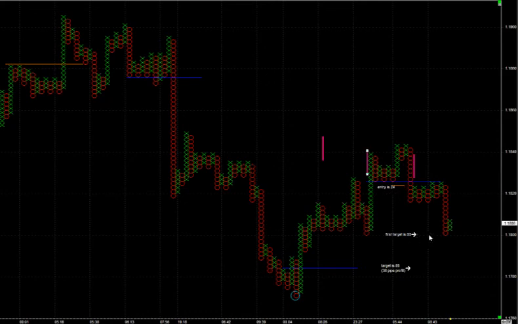Now my first target was the 00. I've already locked that in. That's approximately 24, 23 pips. So far, between these two trades, I've earned 118 pips.